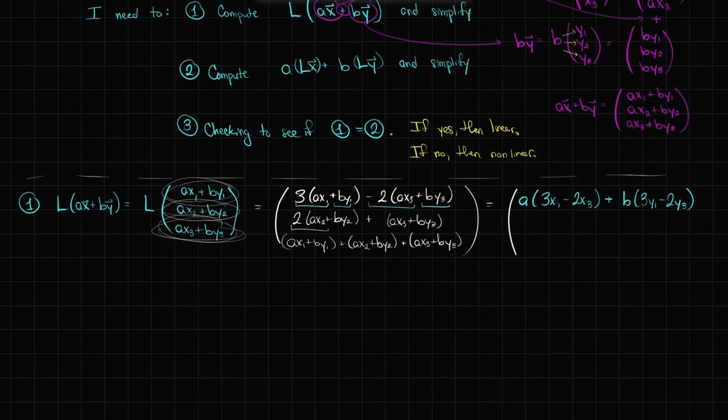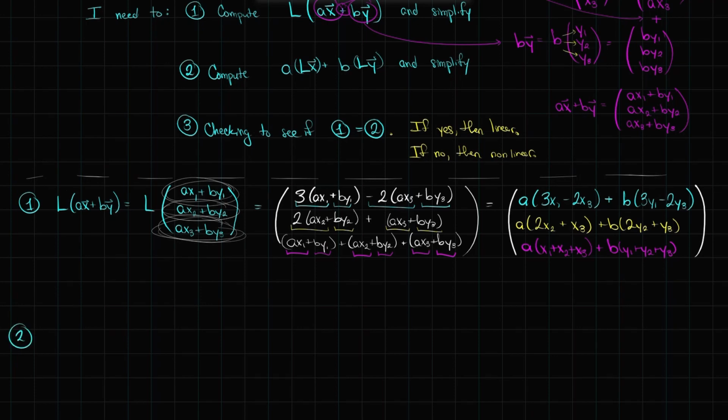The next row in my A's, I have 2AX2 and AX3, so I have an A, 2x2 plus x3. And in B's, I have 2BY2 and BY3. So B, 2y2 plus y3. And finally, in terms of my bottom row, in A's I have AX1, AX2, and AX3, so I have an A, x1 plus x2 plus x3, and I have a B, y1 plus y2 plus y3. So that's going to be me calculating L on the linear combination and simplifying.